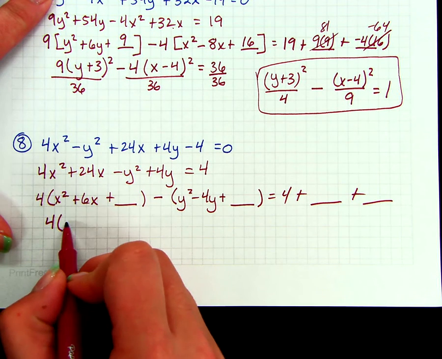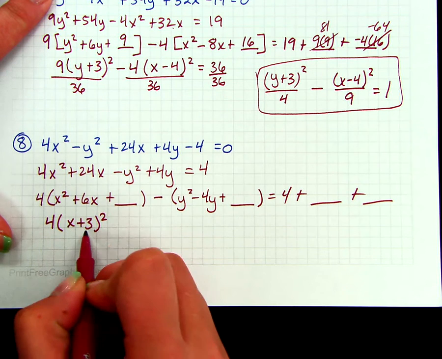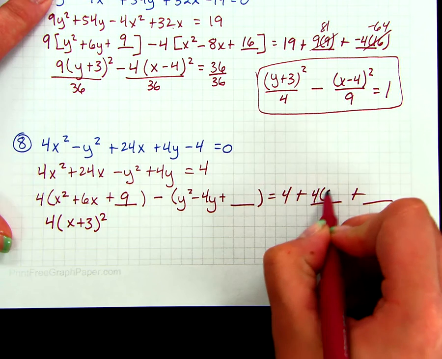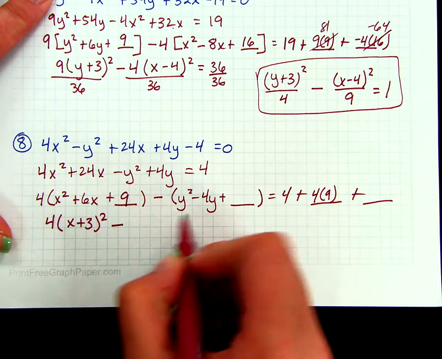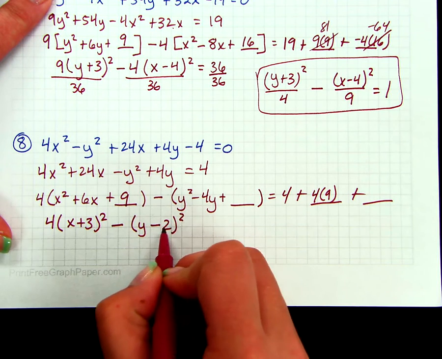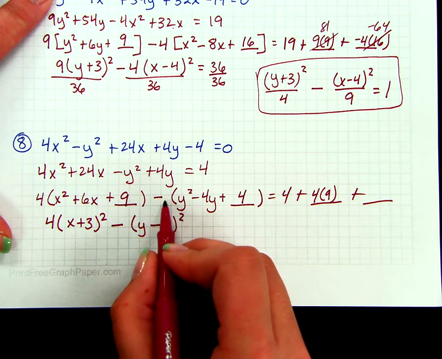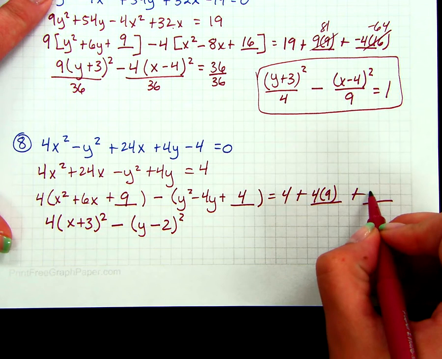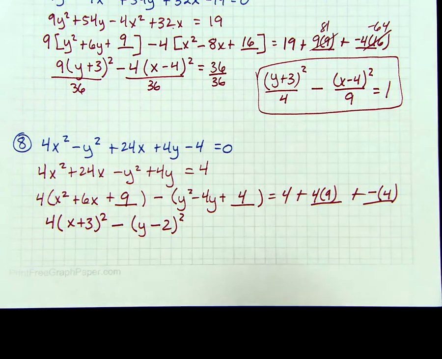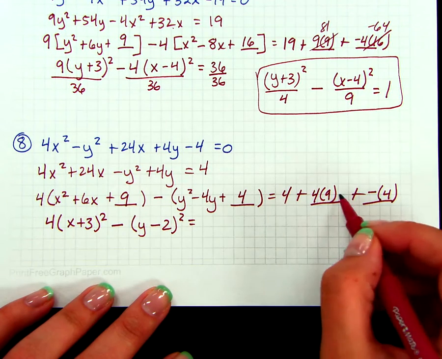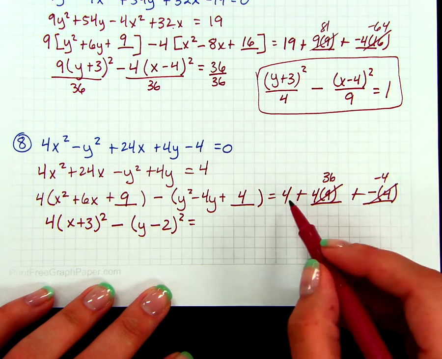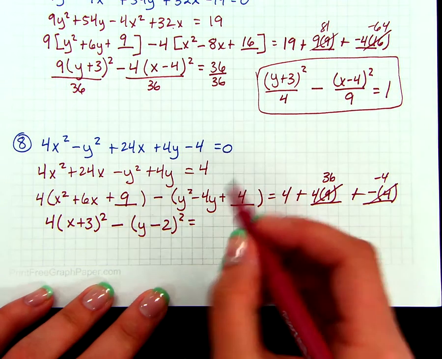So 6 divided by 2 is 3, so x plus 3 squared. 3 squared is 9. So again, on this side I have to take 4 times 9. And then here, so minus, and then we will have y, so negative 4 divided by 2 is negative 2 squared. Negative 2 squared is 4. Again, we have to make sure that we're carrying that negative over. So this is going to be negative times 4. And then now we are simplifying. So 4 times 9 is 36. And then this will just be negative 4. So the 4 and negative 4 cancel each other out. So we're left with 36.